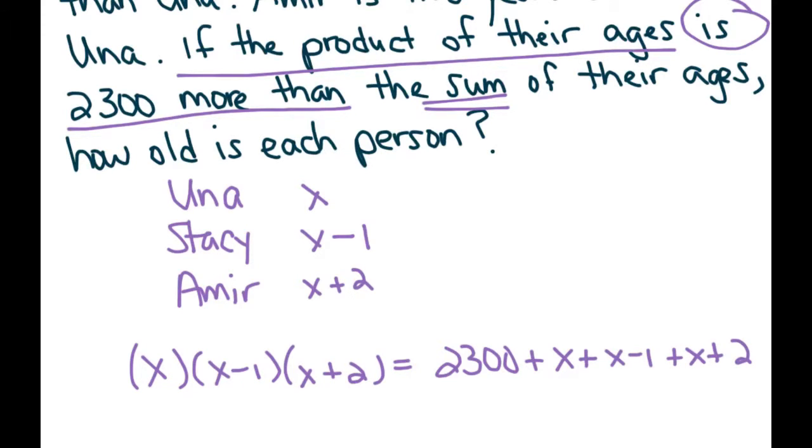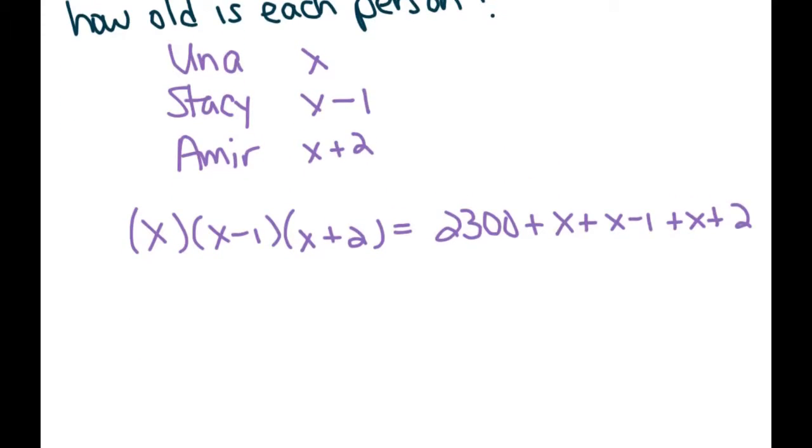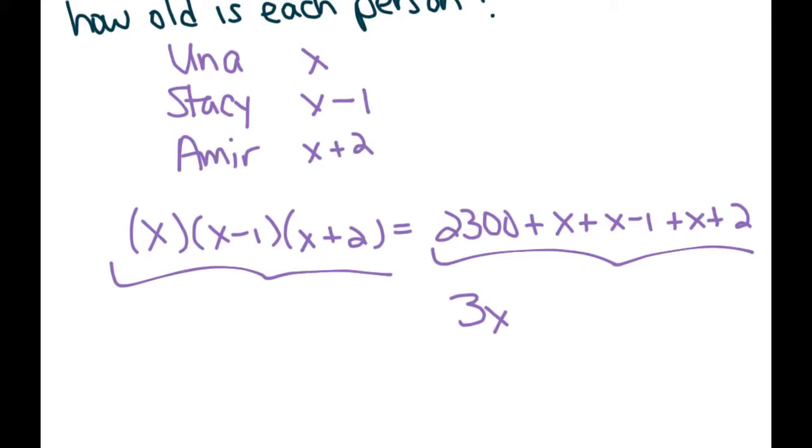Well, now here is my equation. On the right hand side, there are a couple of ways of doing this. You could multiply this all out like the book does, but you don't have to. One of the ways you can do it is just worry about simplifying this side of the equation. There are 3 x's, and 2300 minus 1 plus 2 is 2301.